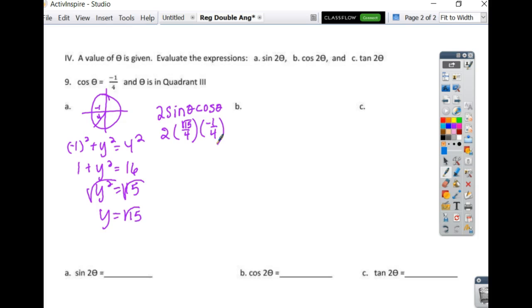So if I put a 1 under here, negative 2, and reduce.